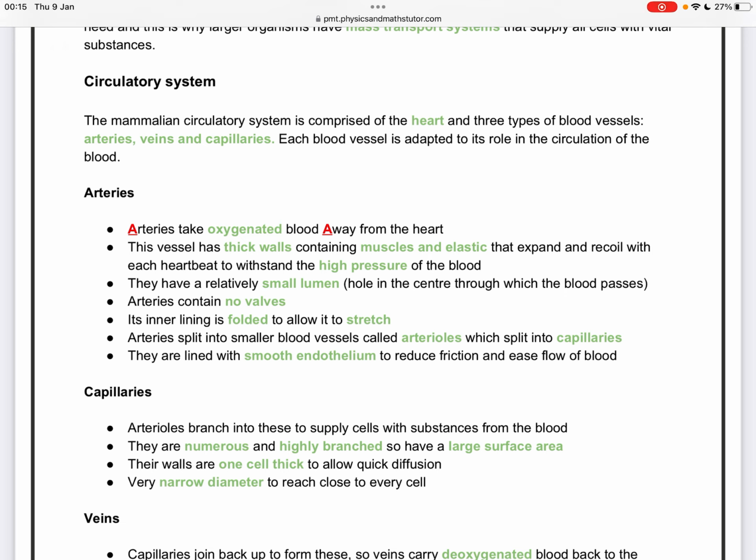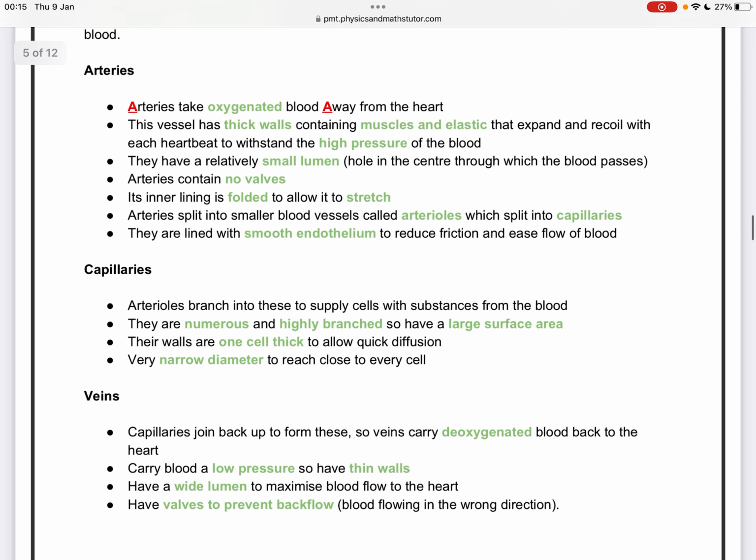Now let's talk about the circulatory system. The mammalian circulatory system is comprised of the heart and three types of blood vessels: arteries, veins, and capillaries. Each blood vessel is adapted to its role in the circulation of the blood. What are the roles? Let's know them now.